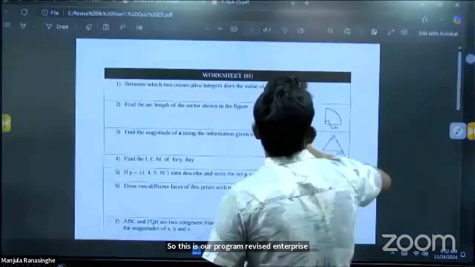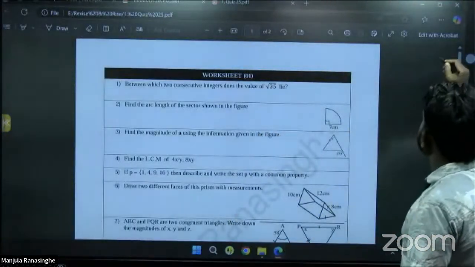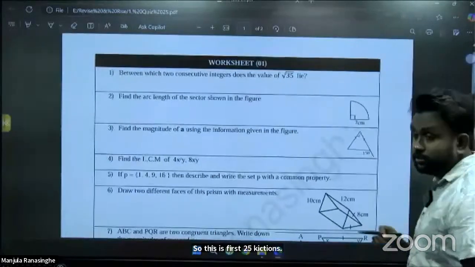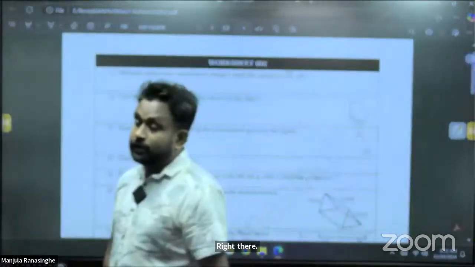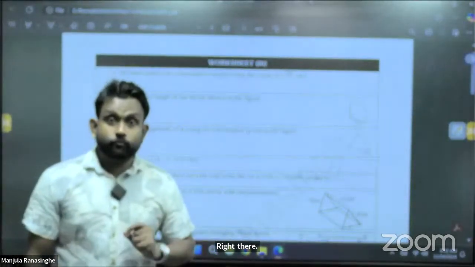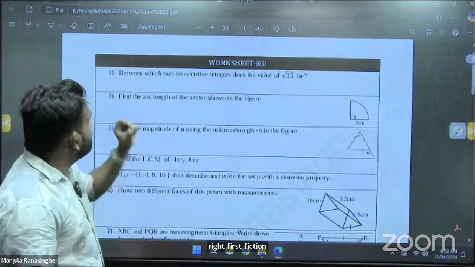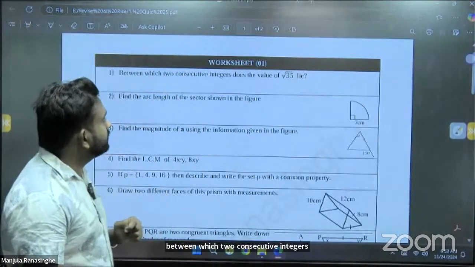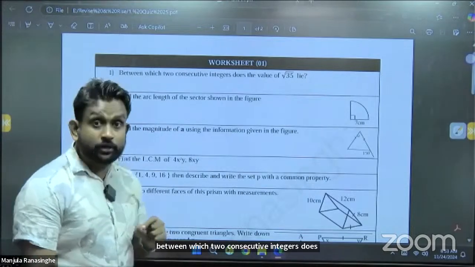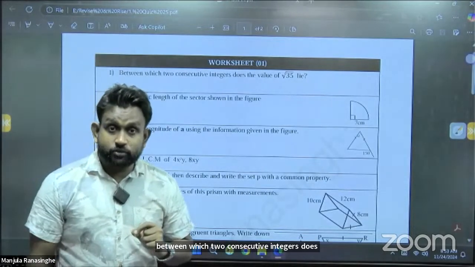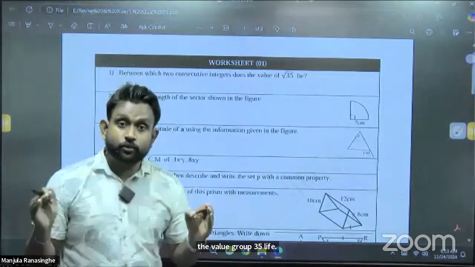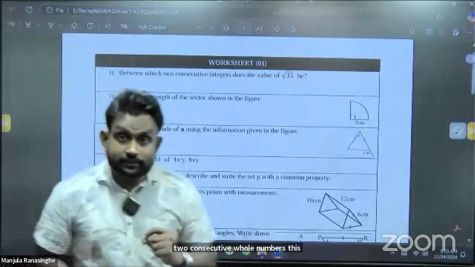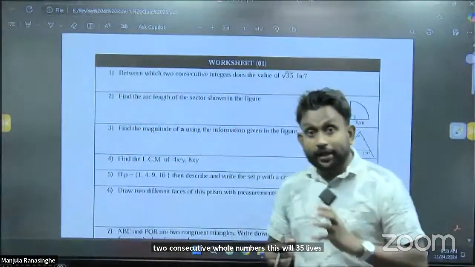So this is the first 25 questions, right there. Right, first question: between which two consecutive integers does the value of root 35 lie? So they're asking between which two consecutive whole numbers this root 35 lies. They are not asking for the root 35 value.